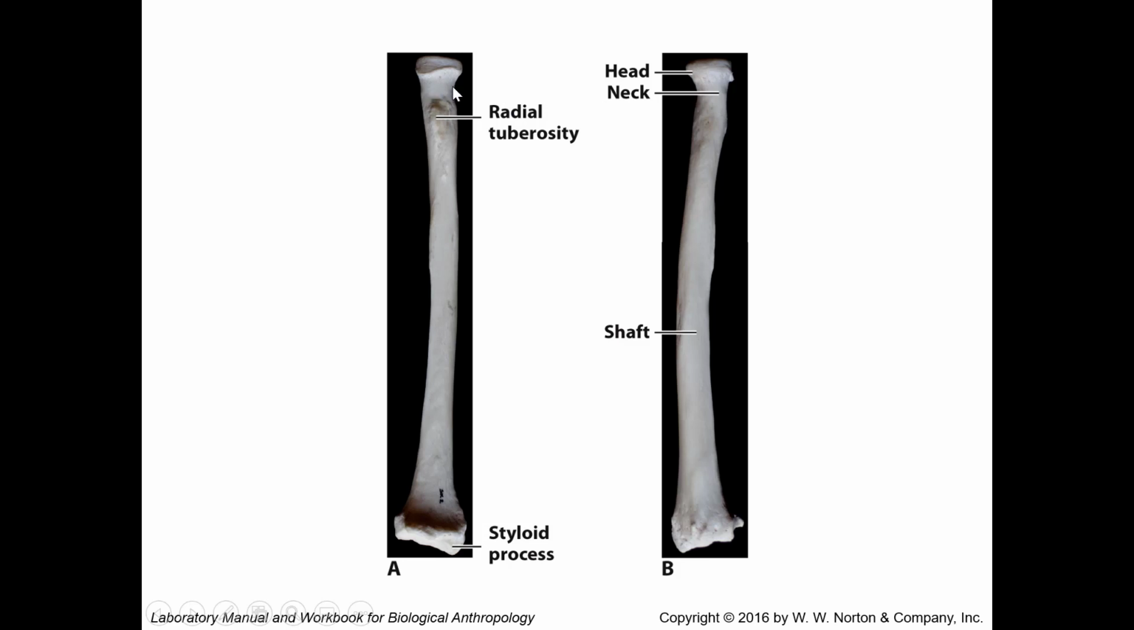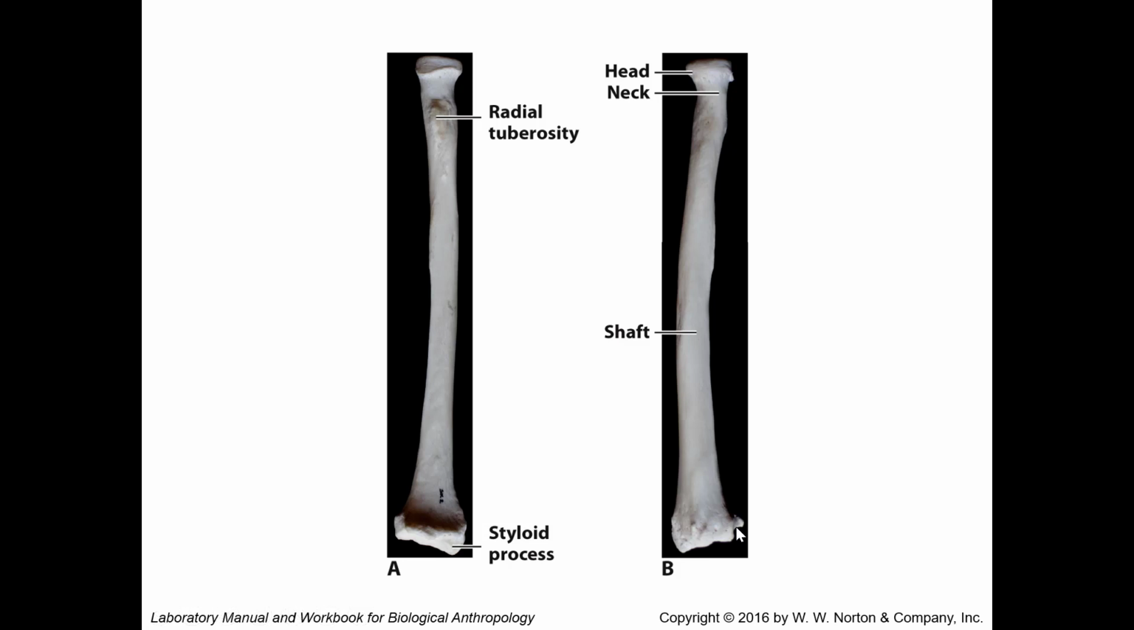The shaft of the radius extends from the neck to the distal end of the bone. At the distal end, there is a sharply pointed area called the styloid process. It's right here. You can see it here also. It's quite sharp, and this is on the lateral end of the bone.